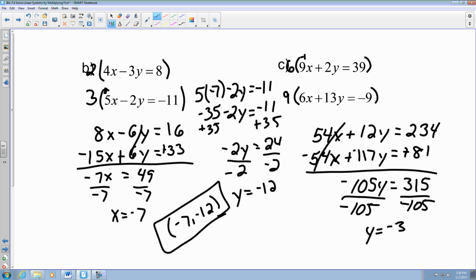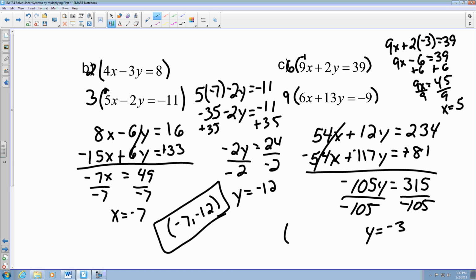I'm going to use this one. So I got 9x plus 2 times negative 3 equals 39. 9x minus 6 equals 39. I'm going to add 6 to both sides, which then leaves me with 9x equals 45. Divide by 9, x equals 5. So my ordered pair would be 5, comma, negative 3.